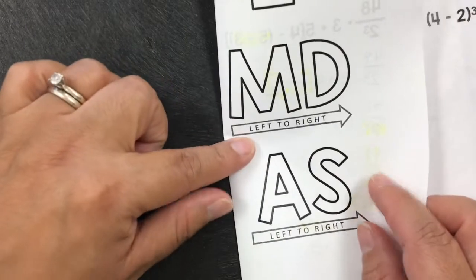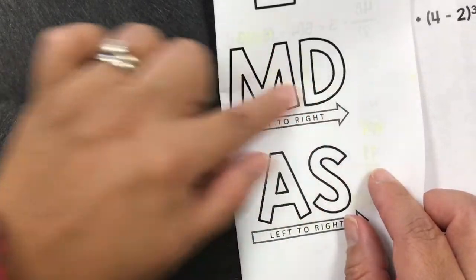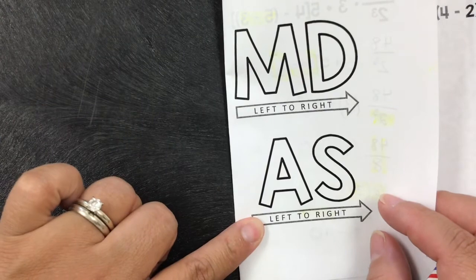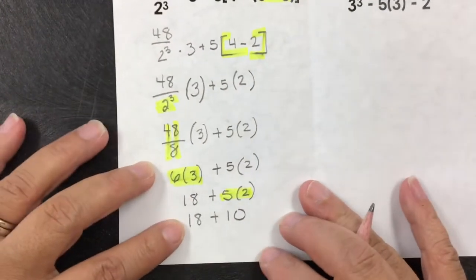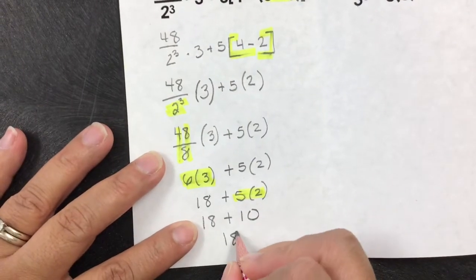We're done with all the multiplication and division that's on the line. So now we have to go for adding and subtracting, and we read them from left to right. The only step that's left is the addition, which makes it 18.